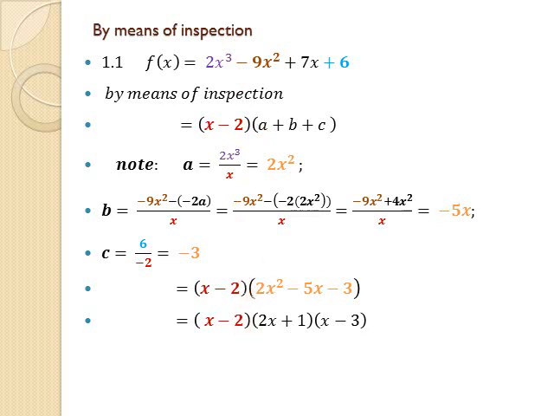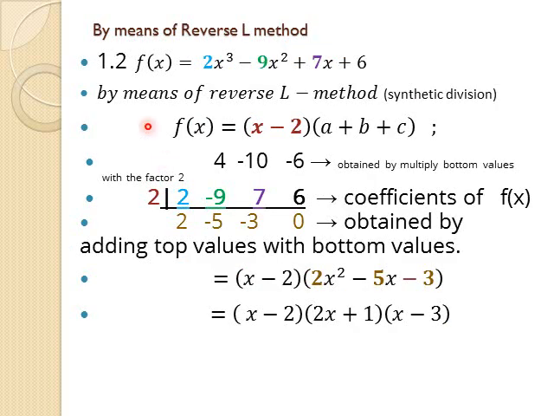So we have synthetic division, or what they refer to as the reverse L method. Right, so by means of the reverse L method, I have 2x cubed minus 9x squared plus 7x plus 6. Also called synthetic division. So I have x minus 2, a plus b plus c. So x minus 2, if I simplify, would give me 2. I carry the values from the expression given to me down: 2, negative 9, 7, and positive 6. First I carry 2 down. You following? So 2 stays 2.